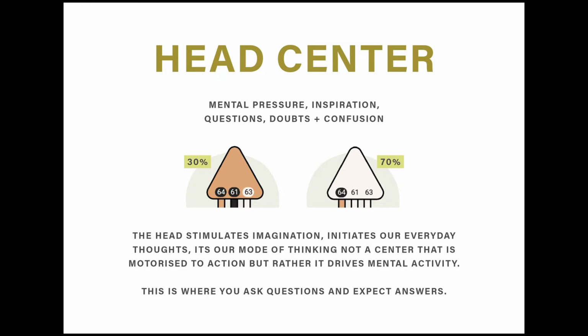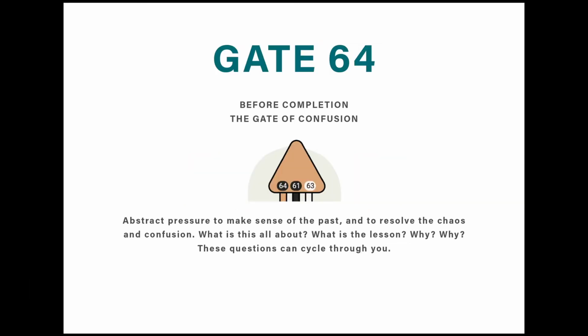So if I go and I look here, okay, well, what's going on in the head? What gates are active and what do the gates tell me about how I'm going to be thinking? Because the gates are a filtering system. It's important that we understand the gates because we can almost understand how we think. So if you have a look at your chart now, if you have gate 64 active, 64 is the gate of confusion. It's the gate that requires completion. It's quite abstract because it wants to make sense of the past.